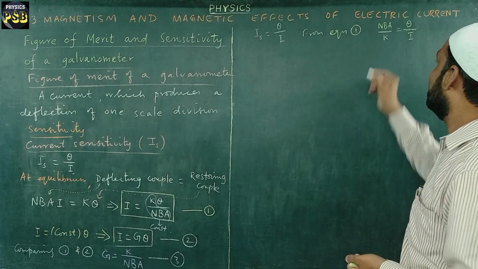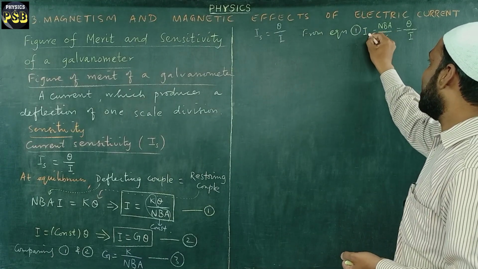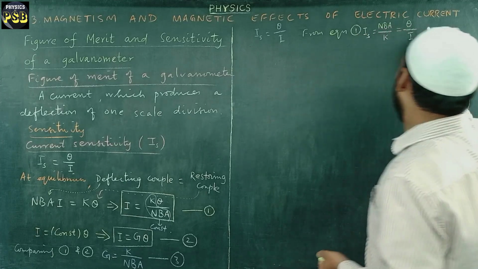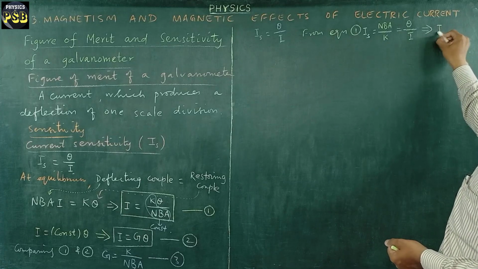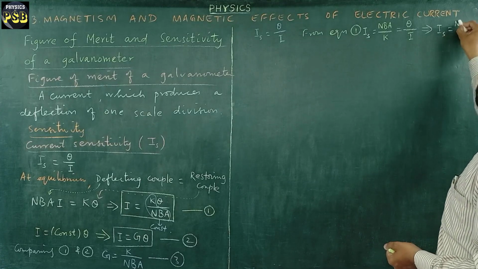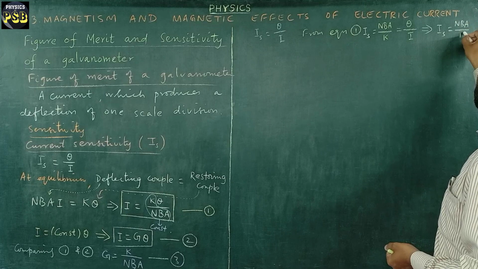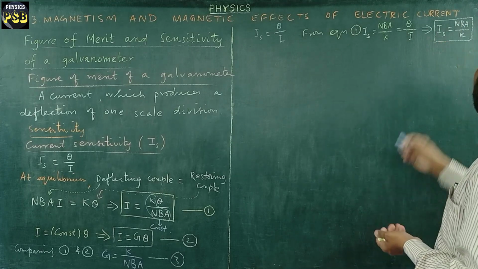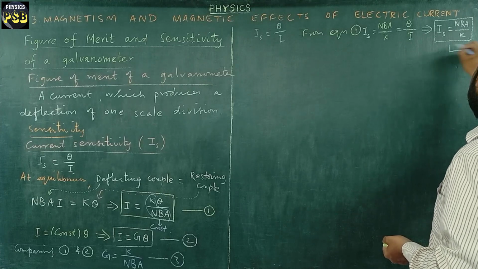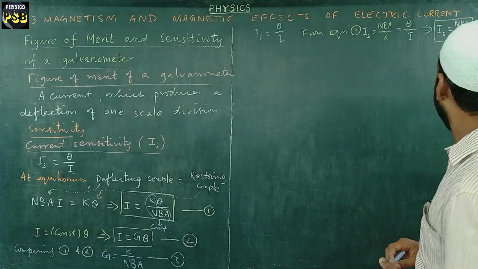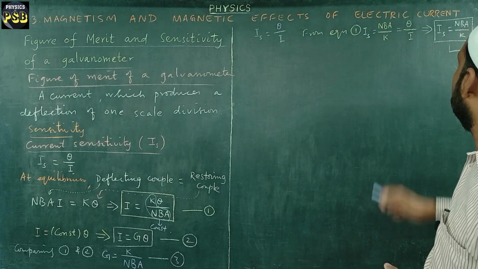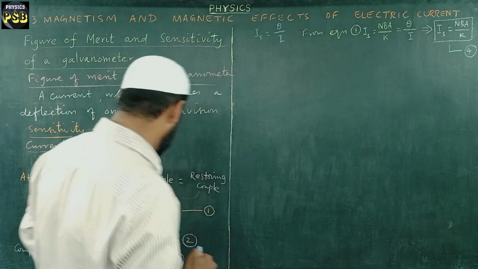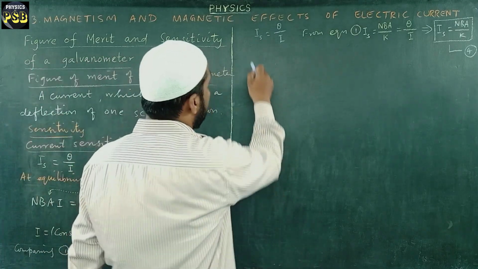Current sensitivity denoted by letter IS. So from here I can say current sensitivity IS is equal to NBA upon K. This is taken as equation number 4 for my convenience. Now if I compare equation 3 and 4, comparing 3 and 4.